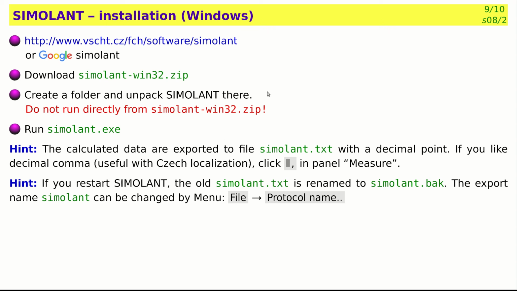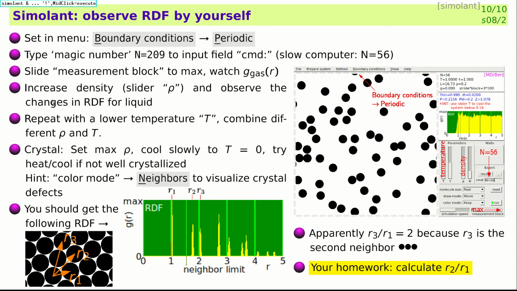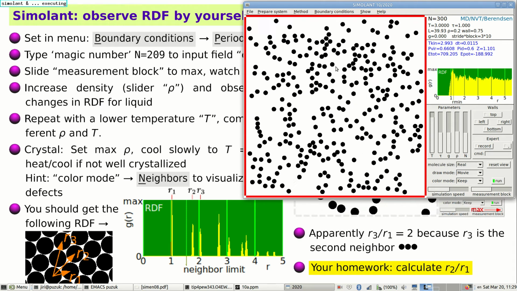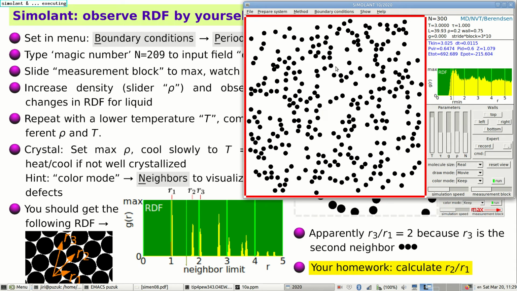And now I will show you how this works with Simulant. You already know it, and your homework will be to try all this by yourself. Now I will show you the radial distribution functions of a gas, liquid and crystal in 2 dimensions using Simulant. I recommend that you install Simulant and try it by yourself. So let's start Simulant, so that I can see now the guide.